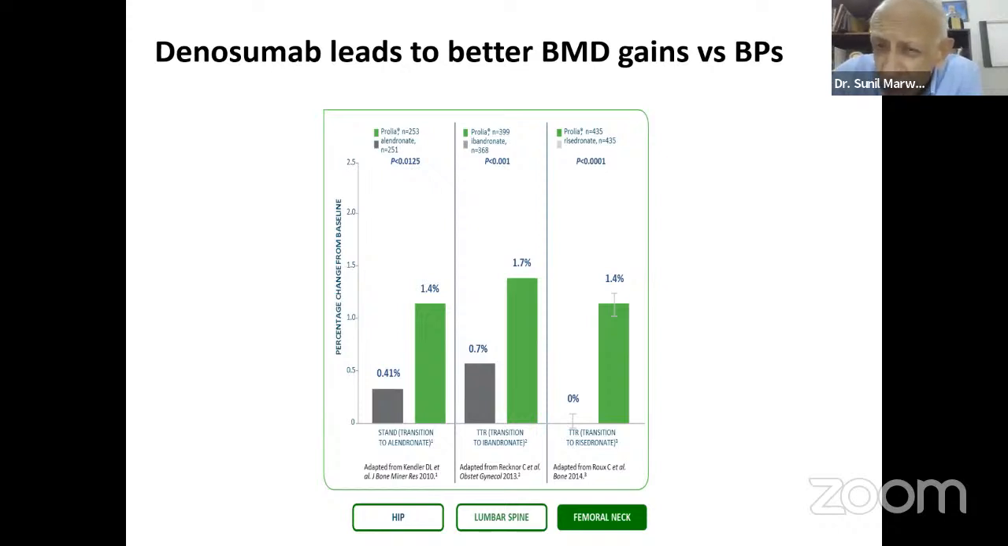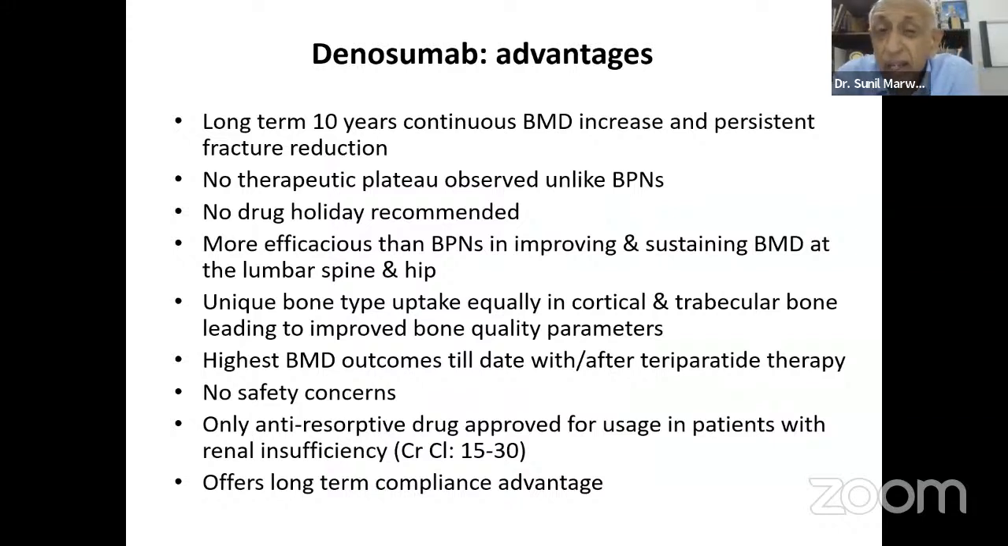We cannot be giving historical messages and keep our friends and colleagues confused about what to use, when to use, low, medium, high. No, I think the time has come. Coming to the very specific bullet points. Long-term 10 years continuous BMD increase and persistent fracture reduction. And this study is not new. This is an old study. And the current status in Switzerland is that the first patient who started on denosumab was 23 years back and is still ongoing. So my friends, the track record is too long.